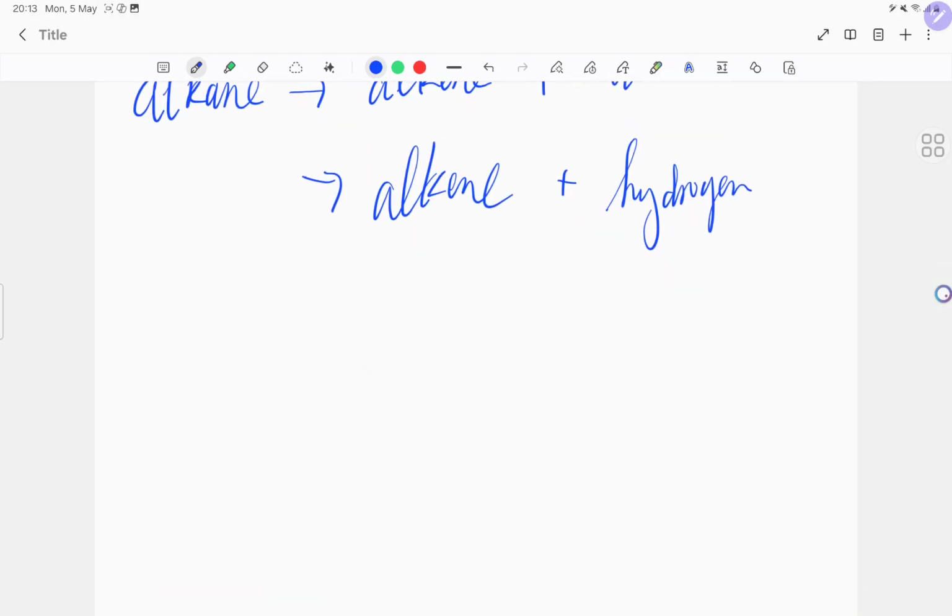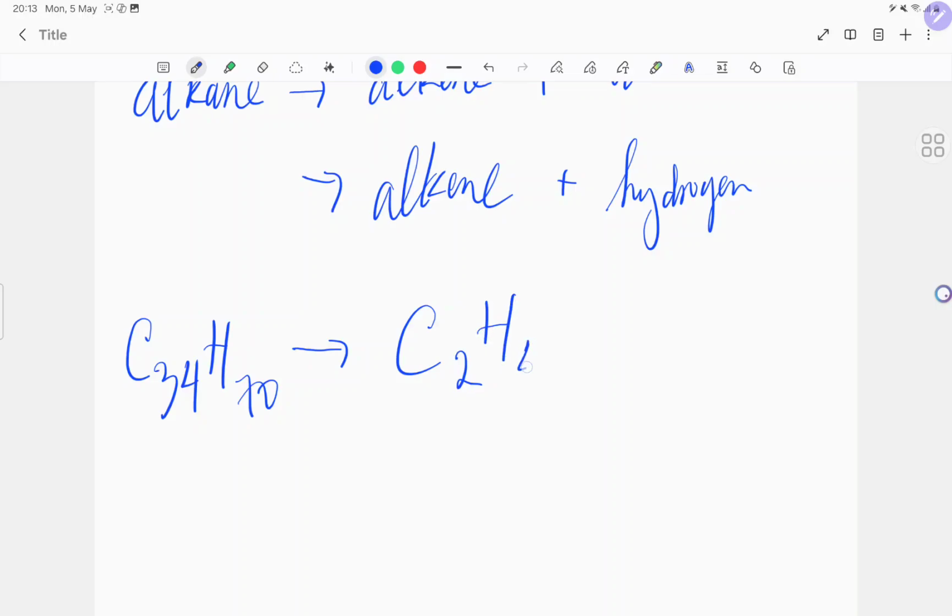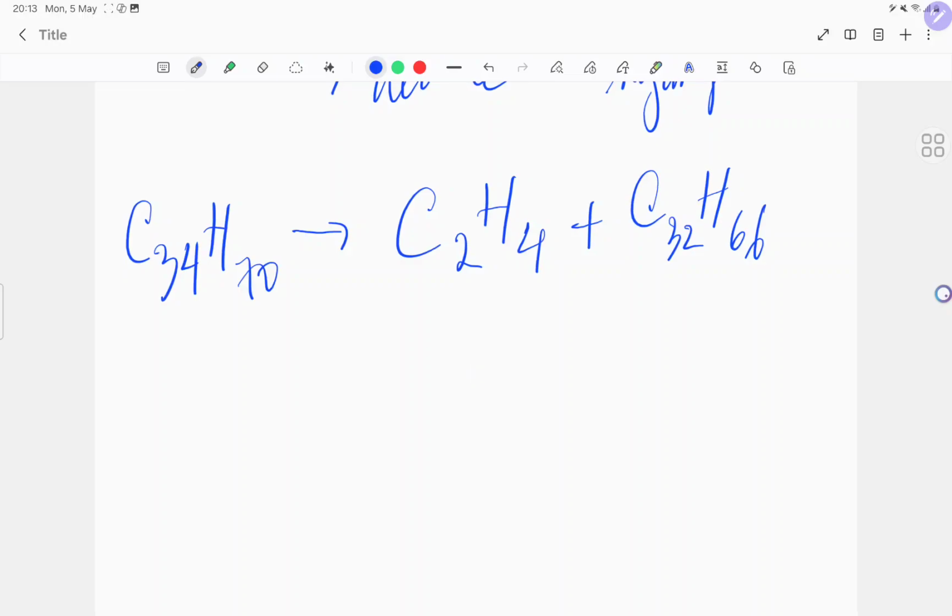Let's take some examples. Now you got C34H70. This can be cracked to C2H4 and C32H66, right? So this one is the smaller alkene, and this one is the alkane. But this alkane can also be cracked.